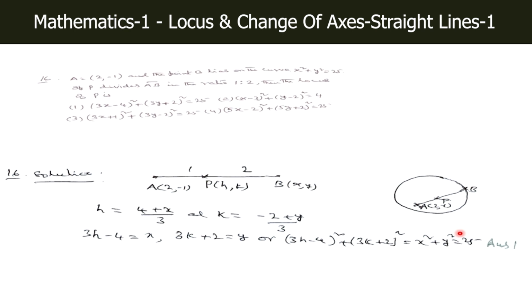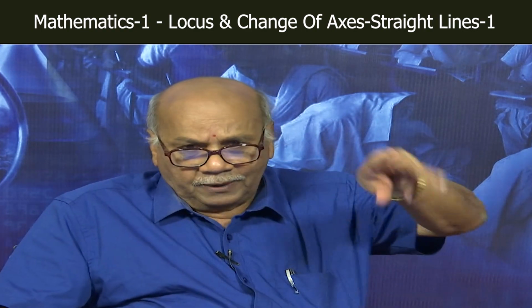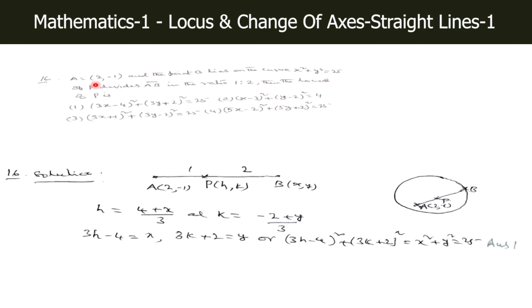is 1. Here the problem is A is fixed, B is moving on the circle x square plus y square is equal to 25. So, if B changes, P also changes. So, the locus of P is nothing but the equation given in option number 1.